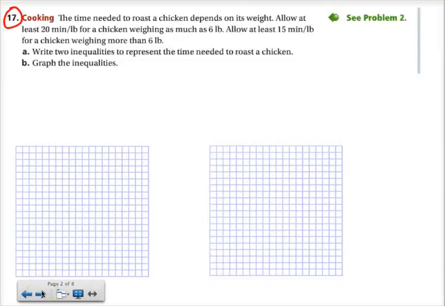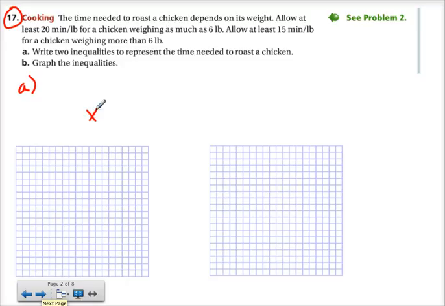Then, number 17 says the time needed to roast a chicken depends on its weight. At least 20 minutes per pound for a chicken weighing as much as 6 pounds. Allow at least 15 minutes per pound for a chicken weighing more than 6 pounds. Now, the reason A says that we have to write 2 inequalities is because there are 2 types of chickens here. There are the chickens that weigh as much as 6 pounds, and then there are those that weigh more than 6 pounds.